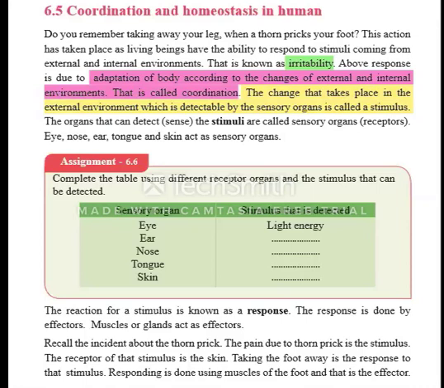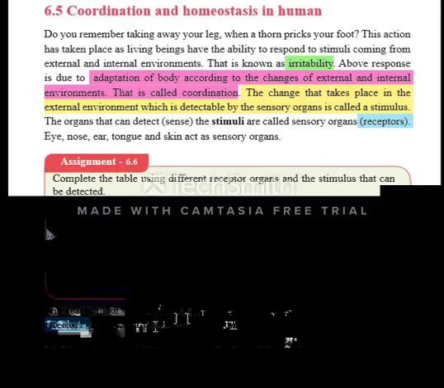Okay. So the reaction to a stimulus is known as a response, right? So there is a set of organs or parts in our body that does this function of response. Just keep this in mind. The organs that detect stimuli are known as receptors. So what are the receptors? The sensory organs. And then the organs which have the ability to respond to a stimulus are known as effectors. So what are the organs that act as effectors?